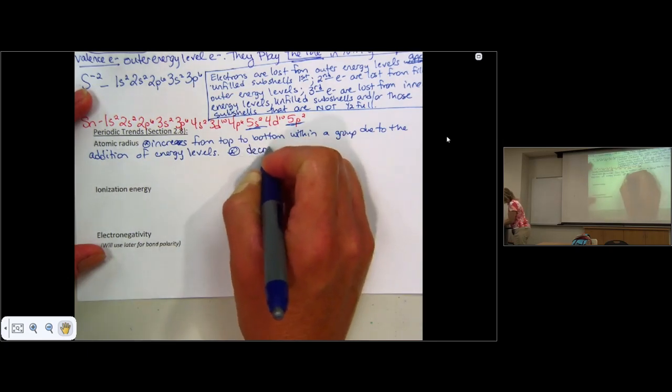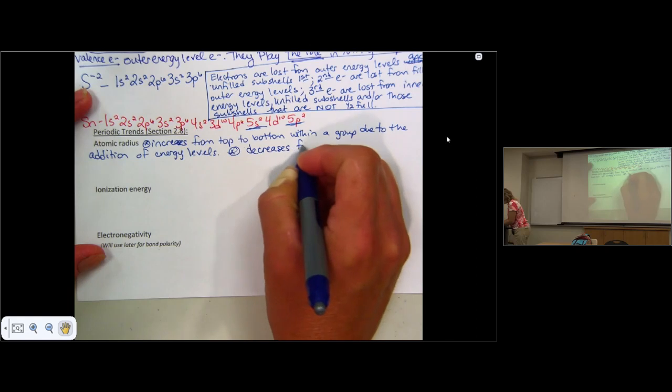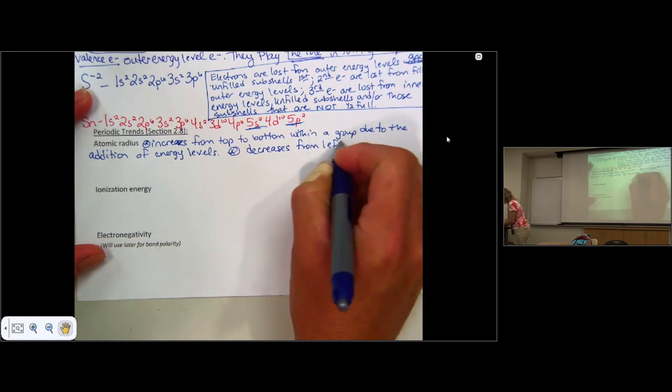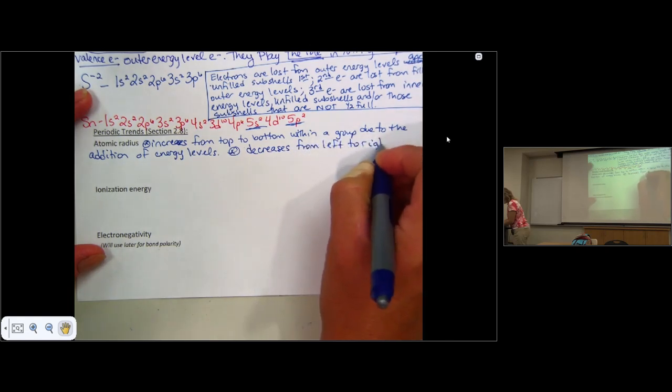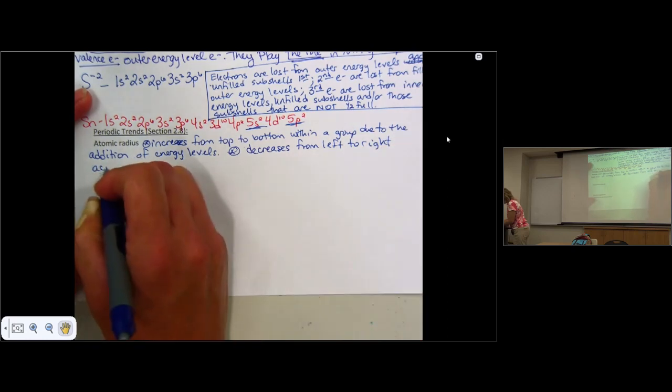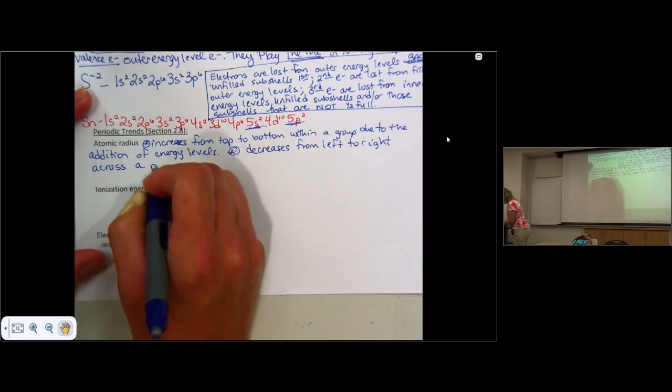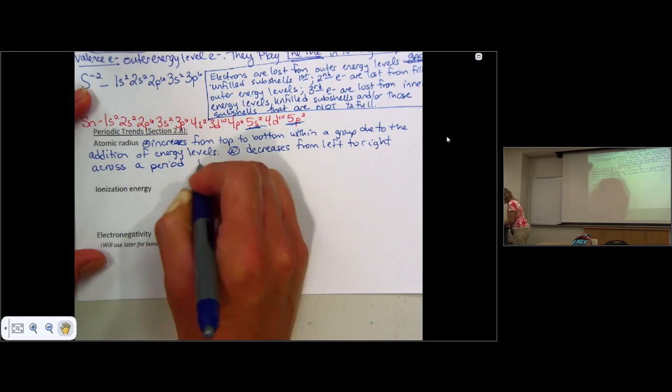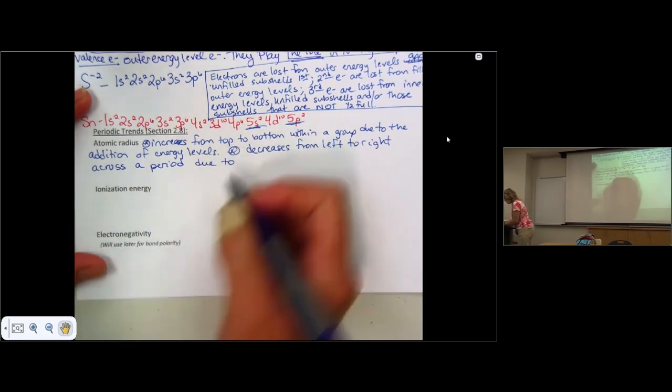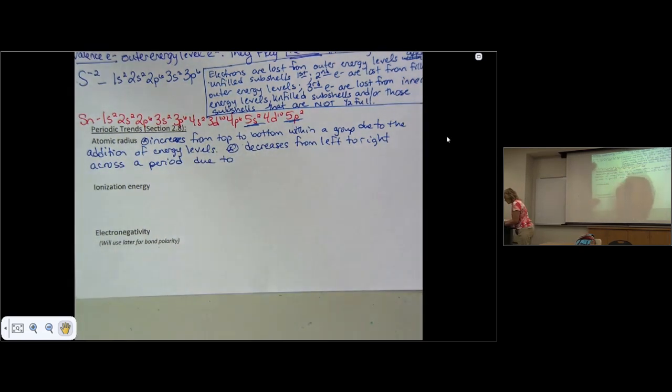Atomic radius decreases from left to right across a period due to... and I'm going to stop there for a minute.